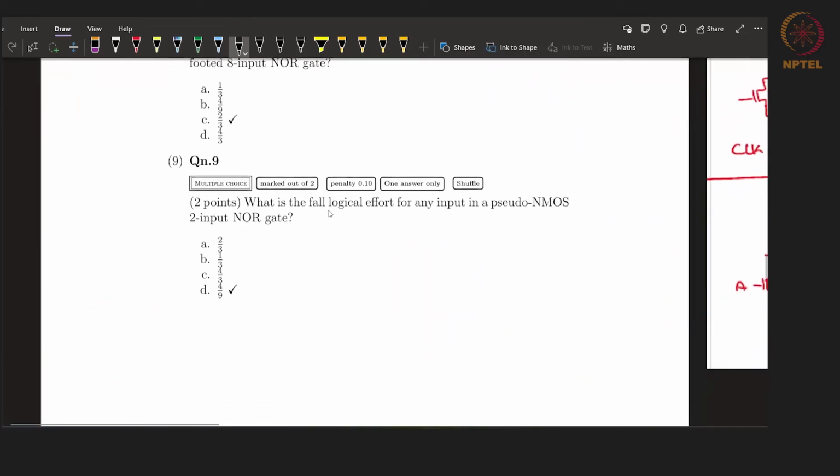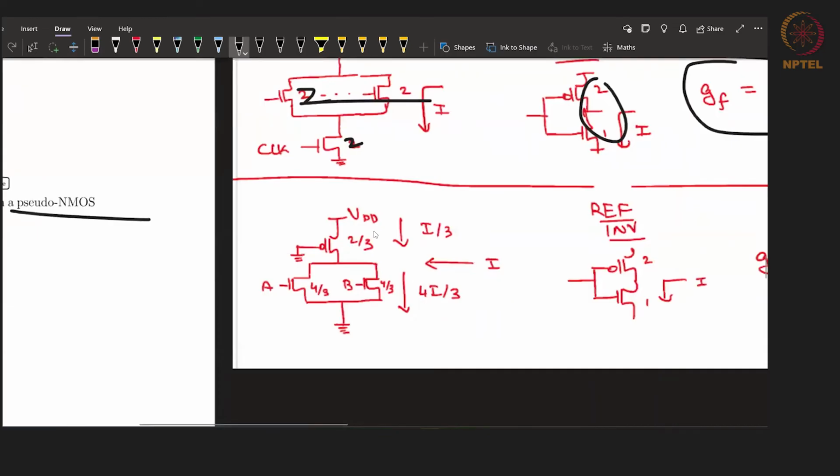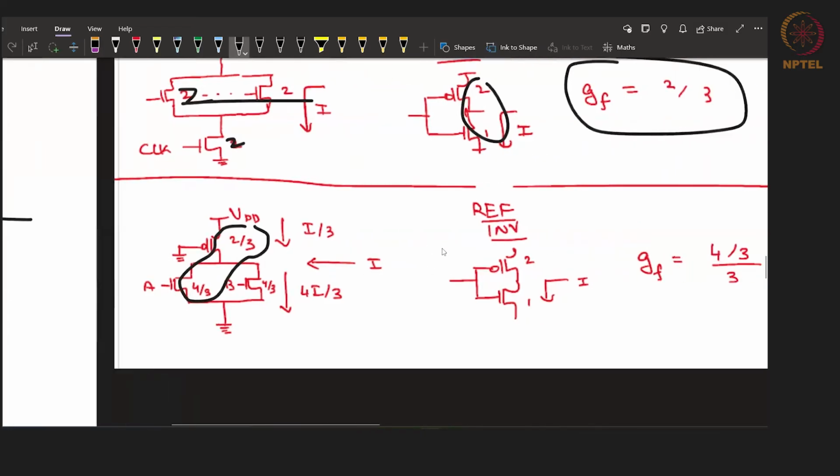What is the fall logical effort for any input in a pseudo NMOS 2 input NOR gate? Now again, when you say pseudo NMOS, you will say that let's say you've chosen a sizing like this, then the reference inverter that you will be using should have that of, and this is for the fall, right?